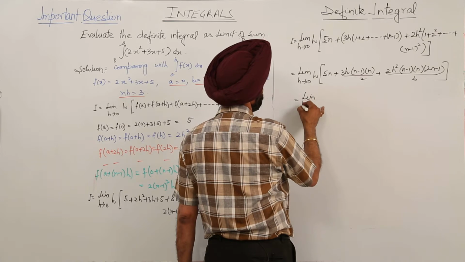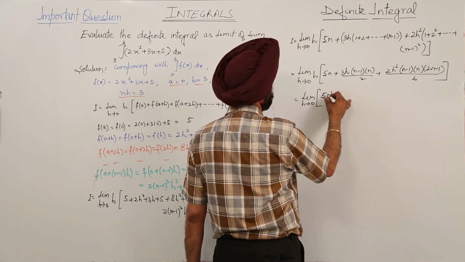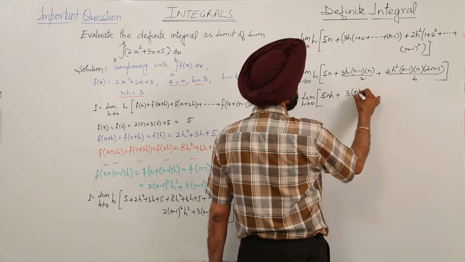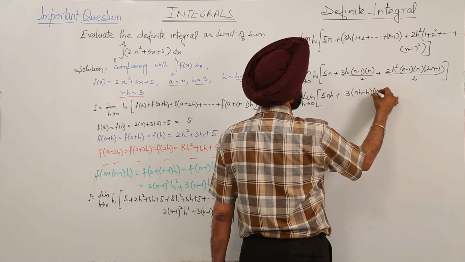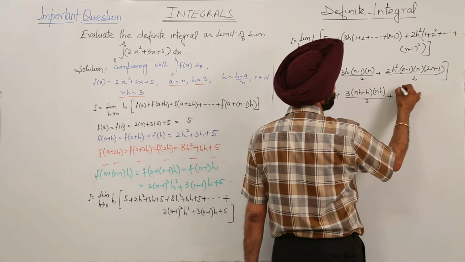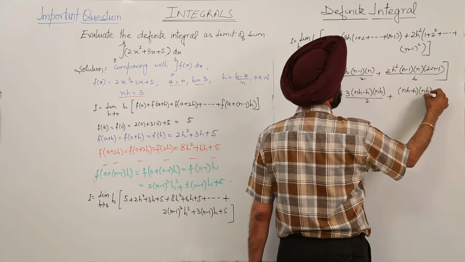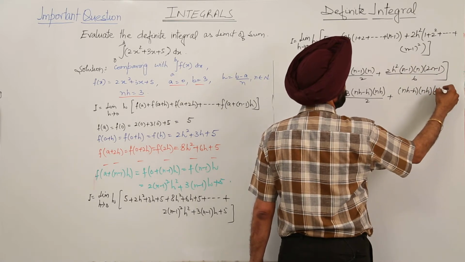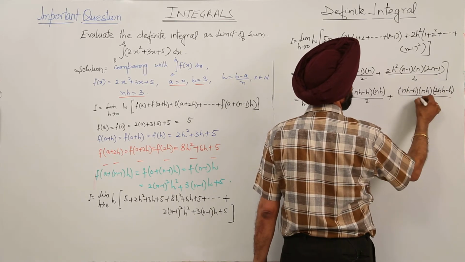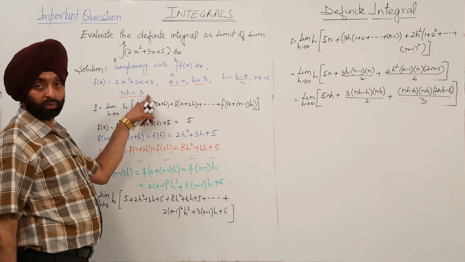Limit h approaches to 0, 5nh, 3(nh minus h)(nh) upon 2 plus 2(nh minus h)(nh)(2nh minus h) upon 3... Now putting nh is what? 3.